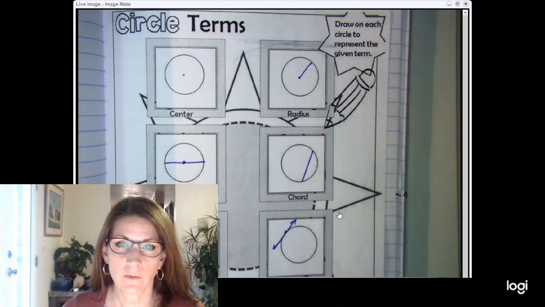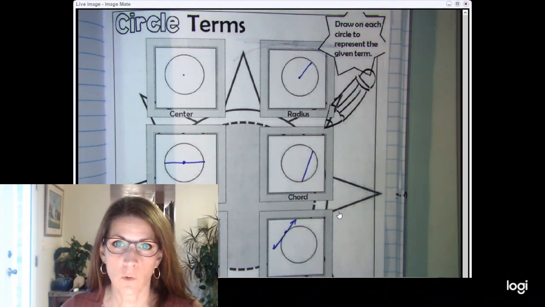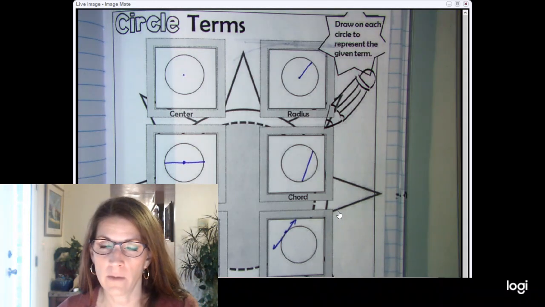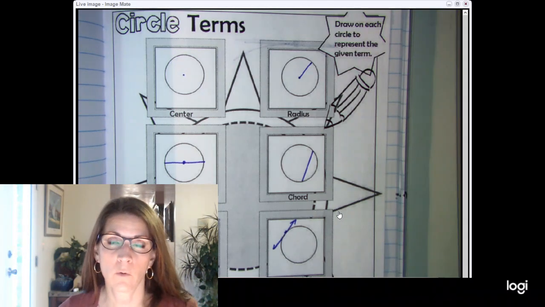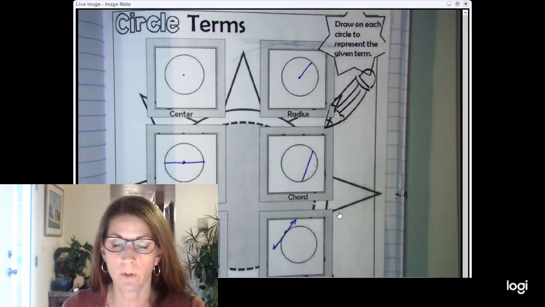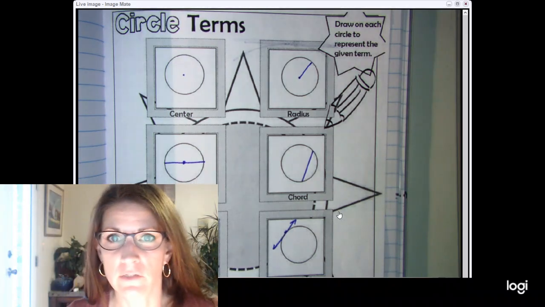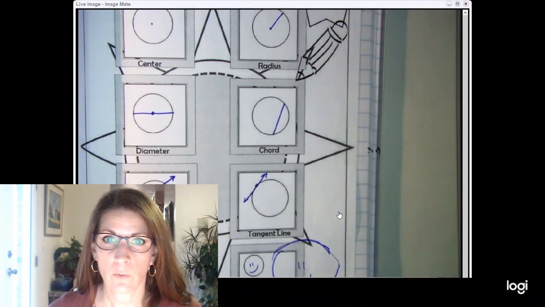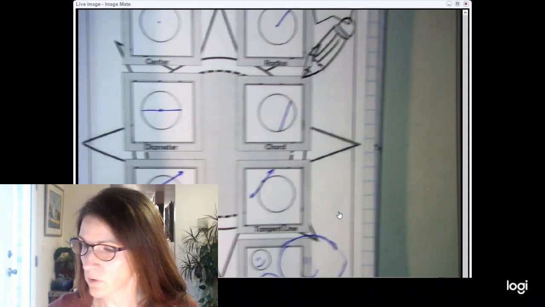Today we'll be talking a little bit more about secants, chords, and tangents of circles. We've done lessons on them individually, and today we're going to start seeing how they all work together. So I wanted to take just a moment and remind you what each of those are.